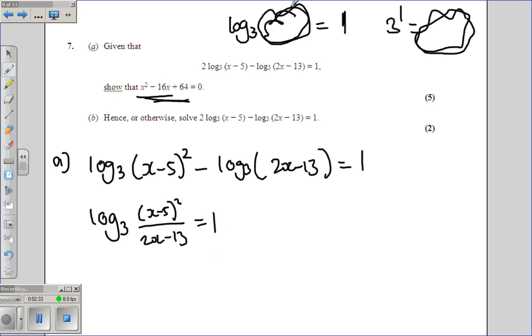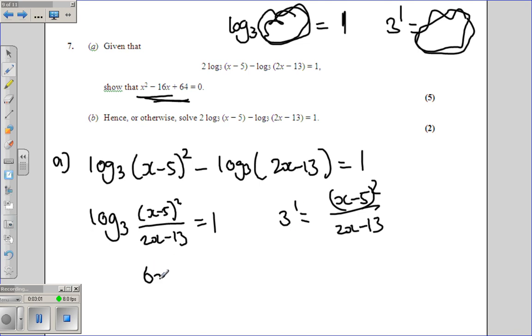Now, like I was saying earlier, we can now get rid of this log, because we can rewrite that, because that says 3 raised to the power of 1 gives you this. So 3 to the power of 1 gives that over 2x minus 13. And that's just a quadratic equation. We need to tidy it up. Get rid of this bit by multiplying by 3. So to save some space, I'm just going to times that by 3 now.